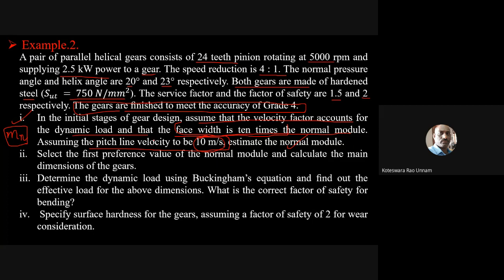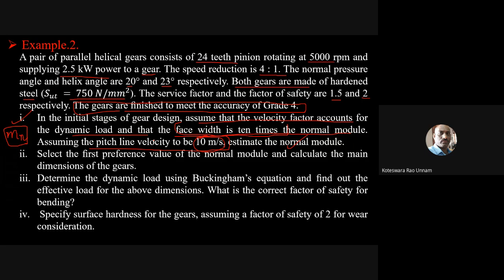Once you get the P effective, he again asked us to calculate the factor of safety for bending. For bending, you already calculated the beam strength. Therefore the factor of safety is nothing but the beam strength Sb divided by this P effective. So you get the factor of safety. He asked what is the correct factor of safety. That's it. If you want, you can go for modification also if the factor of safety is not as per our requirement. That's what I showed in the solution also. Anyway, we'll discuss that.